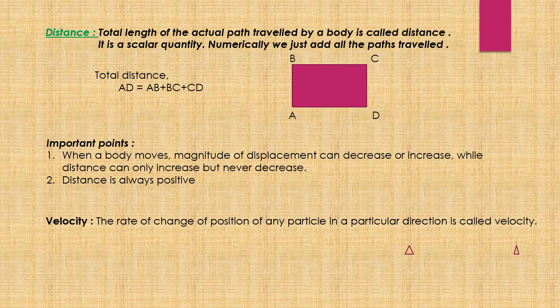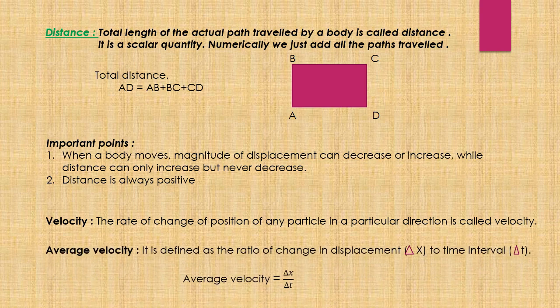Now we need to see velocity. The rate of change of position of any particle in a particular direction is called velocity. Average velocity is defined as the ratio of change in displacement, that is del x, to time interval, that is del t, and that is equal to del x upon del t.